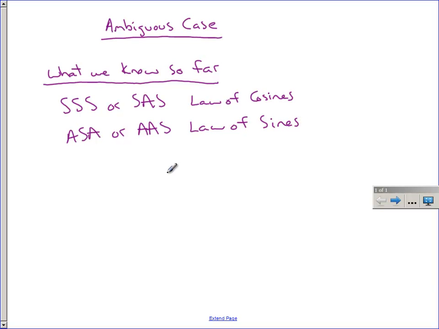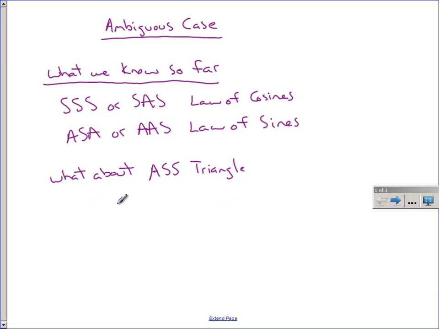Alright, so what we're going to do today is investigate what happens if I have an angle, side, side triangle. Anyway, what about this kind of a triangle?